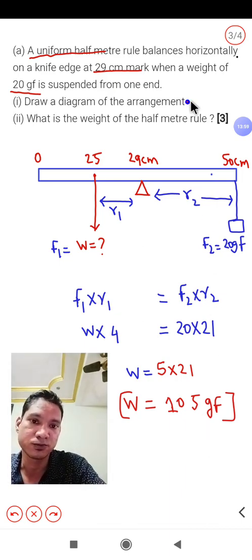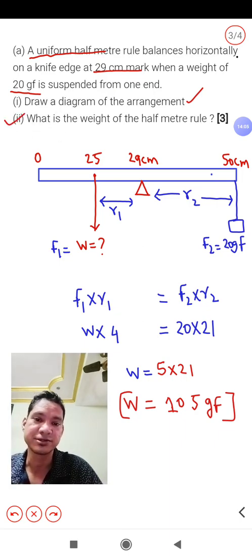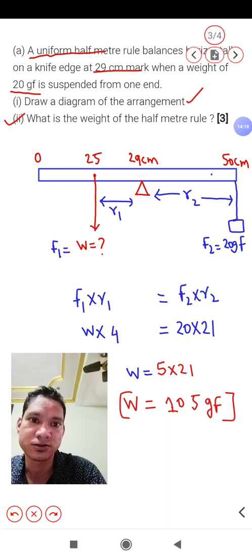First of all, you need to complete the diagram, and then with the help of the principle of moments, you can calculate the weight of the rod. So do practice such type of numerical. Let's solve one more such type of numerical where we have to calculate the weight of the rod. Let me show you that.